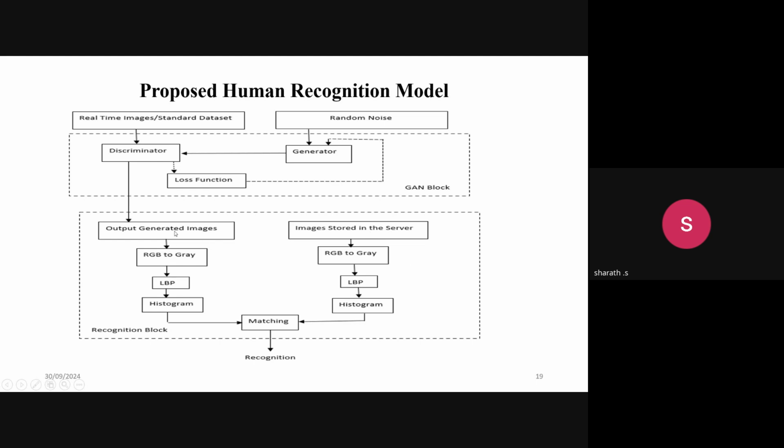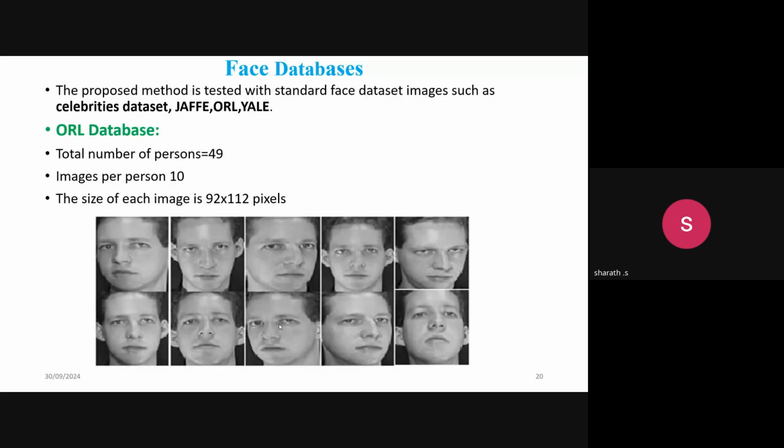Next, we do the pre-processing, where we convert our image from RGB to gray. Then we do the feature extraction technique. The feature extraction technique that I have used here is LBP and histogram. And we do the matching. The matching technique that I have used is Euclidean distance. This proposed method is tested on the standard face datasets: the celebrity dataset, JAFFE, overall, ORL, and YALE.